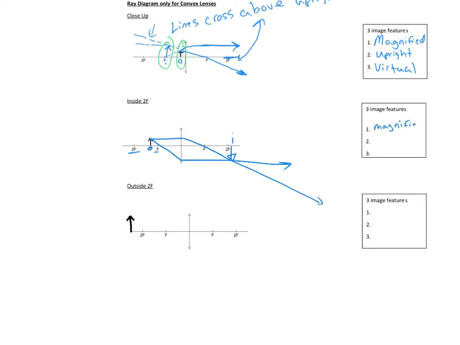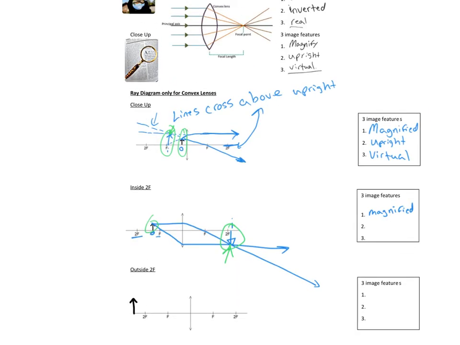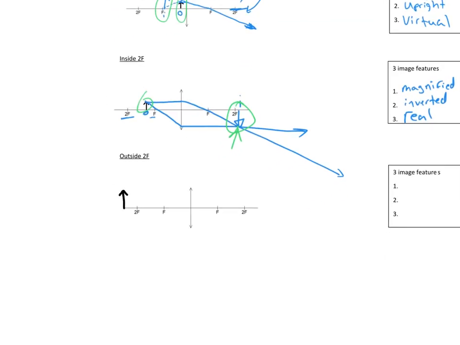How do I know it's bigger? I'm going to look at literally the size comparison. Is this bigger than this? And again, where these two lines cross, that's where your image forms. Okay, so it's magnified. If the lines cross above, we get an upright image. These lines cross below, so this is an inverted image. And the lines actually cross, so it's a real image.